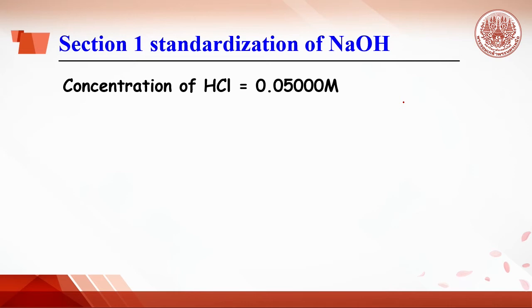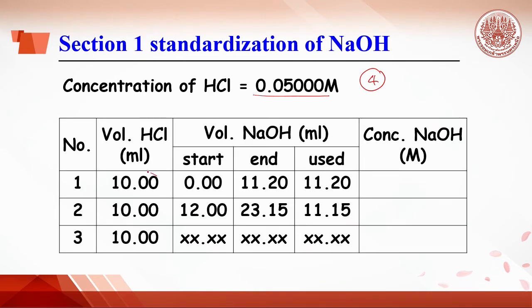Since sodium hydroxide is a secondary standard, its exact concentration needs to be determined before use. The technique is called standardization. The standard solution used to determine the concentration of sodium hydroxide is hydrochloric acid. From the label, the hydrochloric acid concentration is 0.05000, which is 4 significant figures. The volume of acid is 10 ml by pipetting.